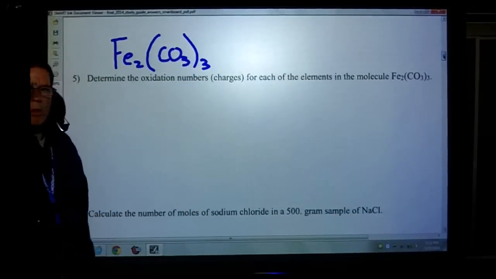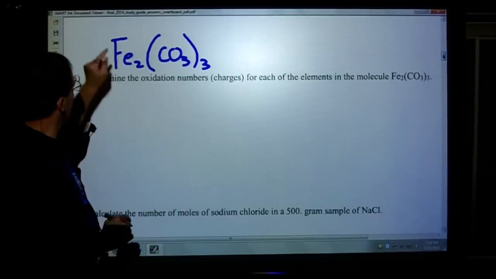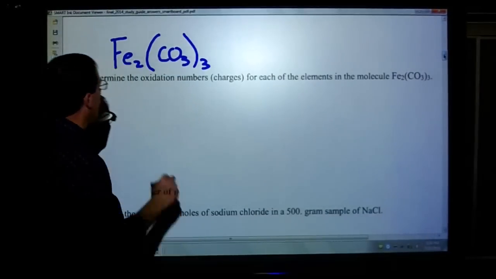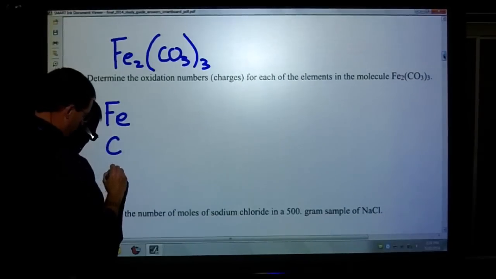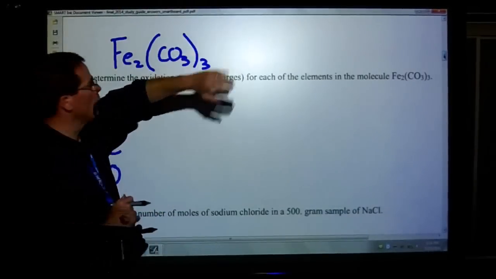All right, so what we want to do is find the potential charge, or oxidation number, for each one of these elements. The way that I like showing it is I'm going to stack them. I'm going to put the iron right here, the carbon right here, and the oxygen right here. Now the overall charge for this entire molecule is 0.